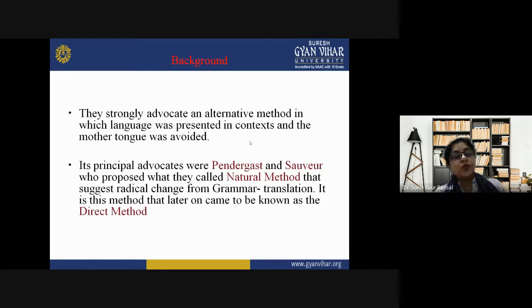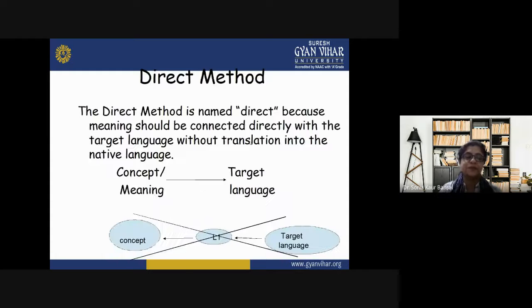The first important thing for you to remember is that the propounders of this direct method were Pendergast and Sauveur, and secondly, it was earlier known as the natural method. That is why it is called so. This was a radical change from the grammar translation method, and it is this method that later came to be known as the direct method.